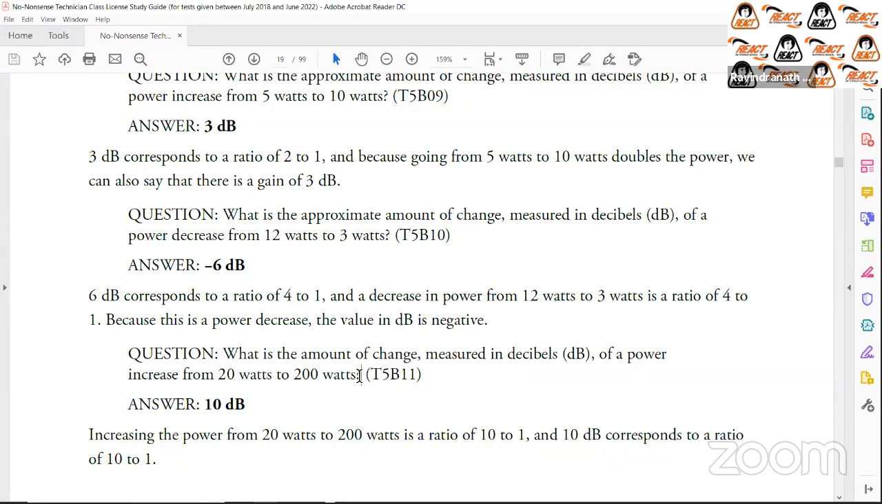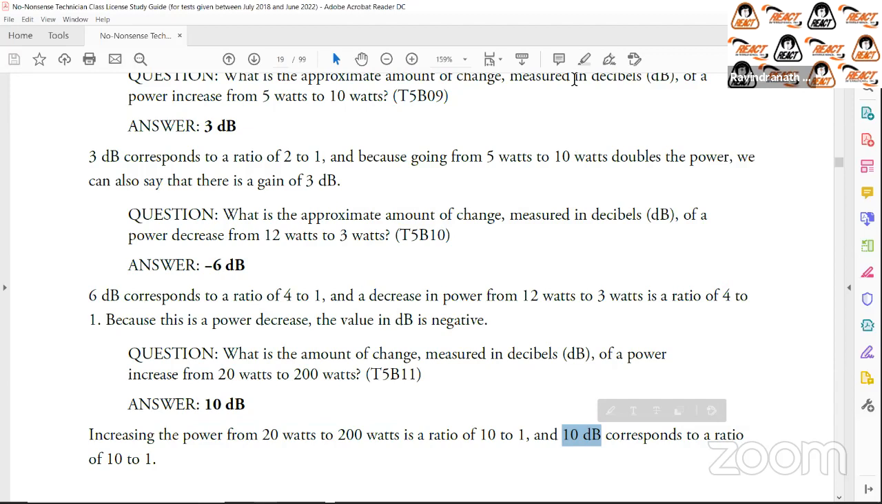If we were going from 200 watts to 20 watts, which is 1/10, still a ratio of 10 to 1, but 1 to 10 really, then it would have been minus 10 dB. But because we are increasing, it's plus 10 dB. And that's what the note tells us here. Increasing the power from 20 to 200 watts is a ratio of 10 to 1, an increase in power. And therefore, because it's an increase, it's 10 dB and it's a positive value.